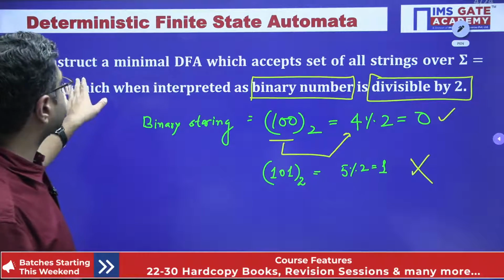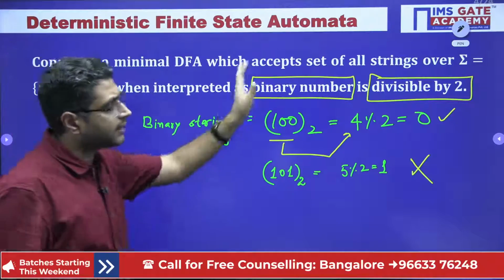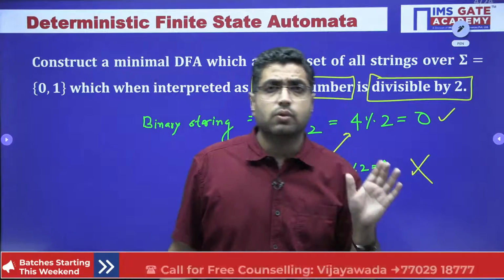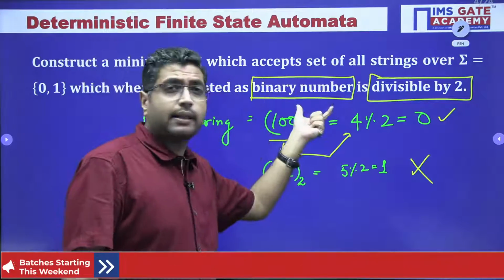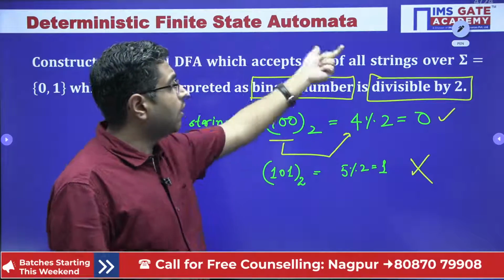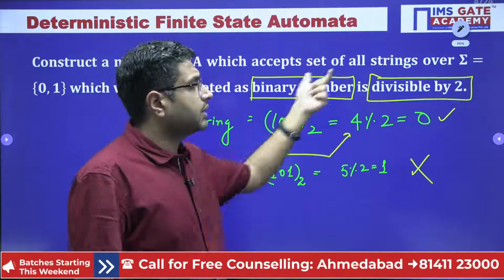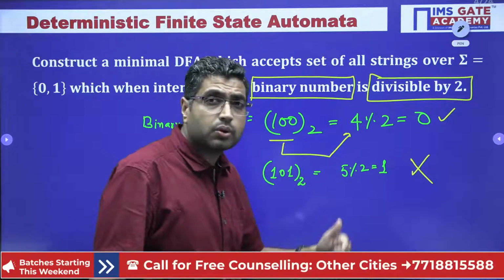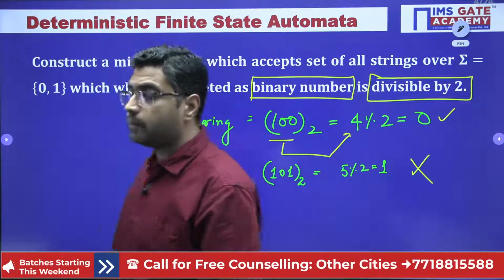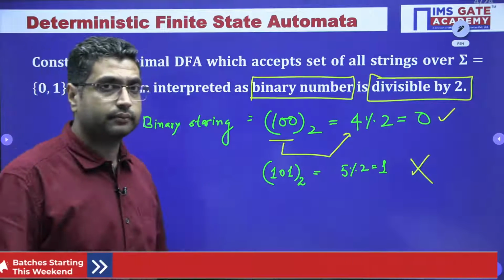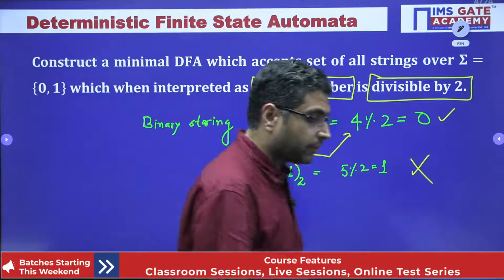So what is being said is: construct a minimal DFA which accepts the set of all strings over sigma equals 0, 1, which when interpreted as a binary number is divisible by 2. When we represent this number as a binary number, sigma is 0, 1, I get a binary string. That binary string should be divisible by 2. So how should we solve such kind of questions? That is an important point. So how should we approach this?